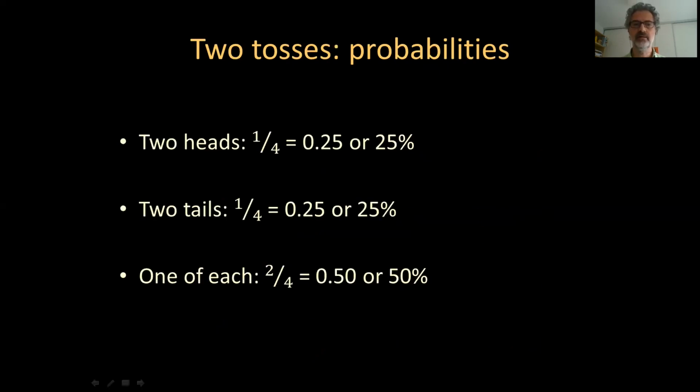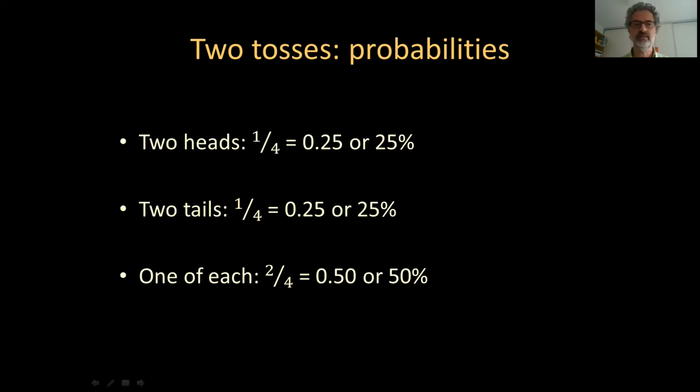So how likely are you to get 2 heads? Well, there's only one way to do that. Out of 4 possible different outcomes, 1 divided by 4 is 0.25, which is 25%. Exactly the same is true for getting two tails. There's only one way to get two tails out of four possible things that can happen. That's 0.25 or 25%. But there are two ways to get one of each, and 2 divided by 4 is 0.5 or 50%. That's 1/2.